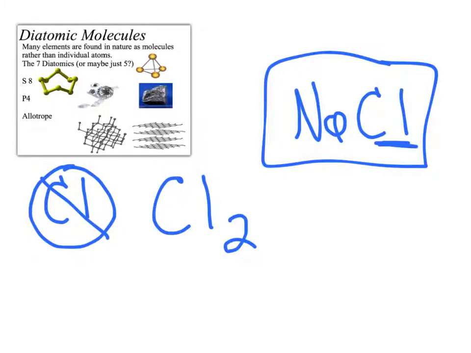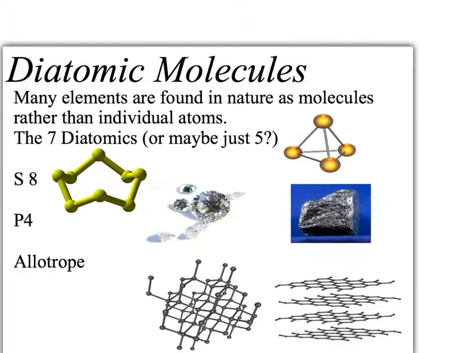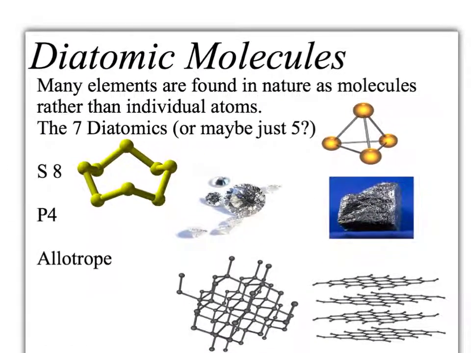If we go back to looking at my slide, you notice that I said, well, maybe there's just 5 here rather than 7. And just 5 because bromine and iodine are actually liquids and solids at room temperature. So the diatomic nature of bromine and iodine only comes into play when they're gases. So something to keep in mind.